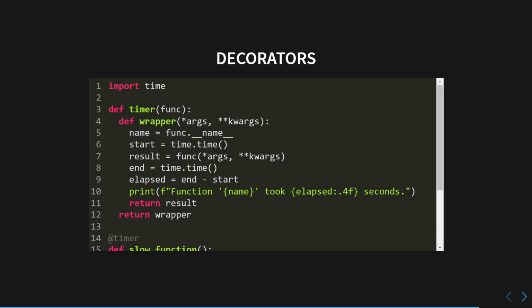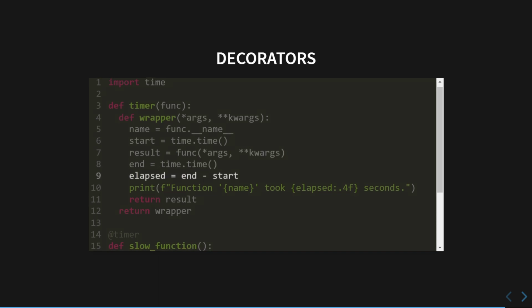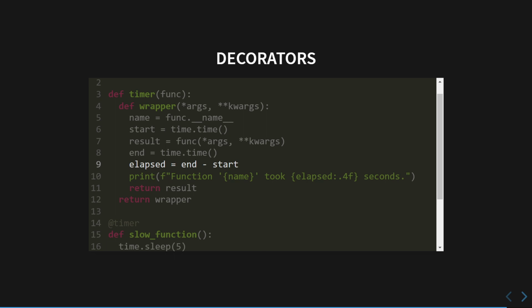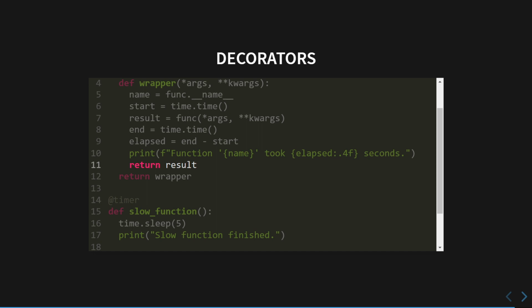And just as a final example, here is a way that we can use decorators to time how long a function takes to execute. So I have this little timer here, and I'll explain how it works. We're defining an inner function called wrapper. We get the name of the function, we get the start time, and then we actually call the function, and then we get the end time. And the elapsed time is just how long it took between the end and the start. So it might be a few seconds, a few minutes, it could be anything. And now we just print the result. So we say the function took, elapsed to 4 decimal places, seconds, and then we return the result.